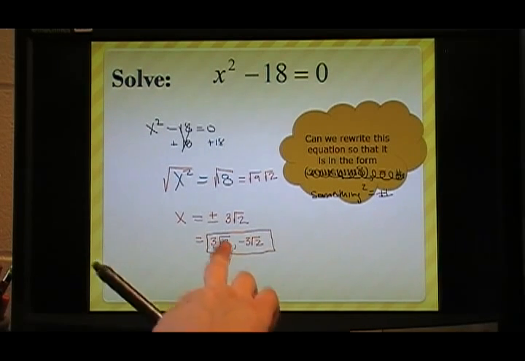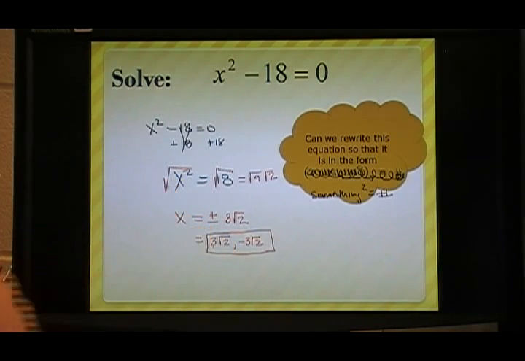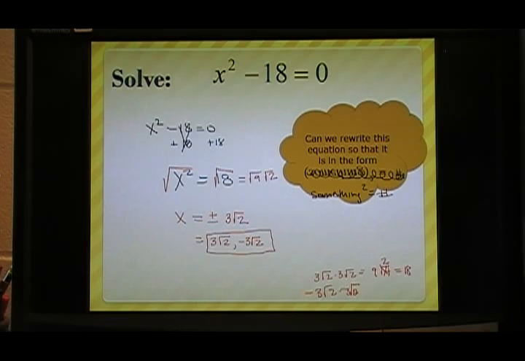And if you try it, if you multiply 3 root 2 by 3 root 2, you end up with 3 times 3 is 9. The square root of 2 times the square root of 2 is the square root of 4, and that square root of 4 is 2. 9 times 2, you do get 18. Similarly, if you multiply negative 3 root 2 by negative 3 root 2, you also get positive 18. So both positive and negative are your solutions.